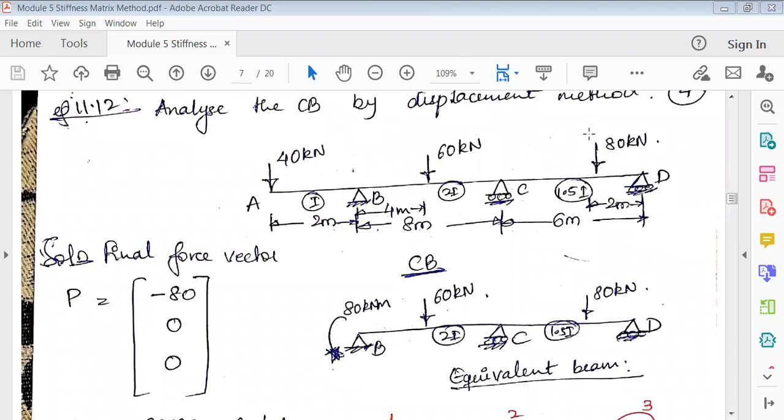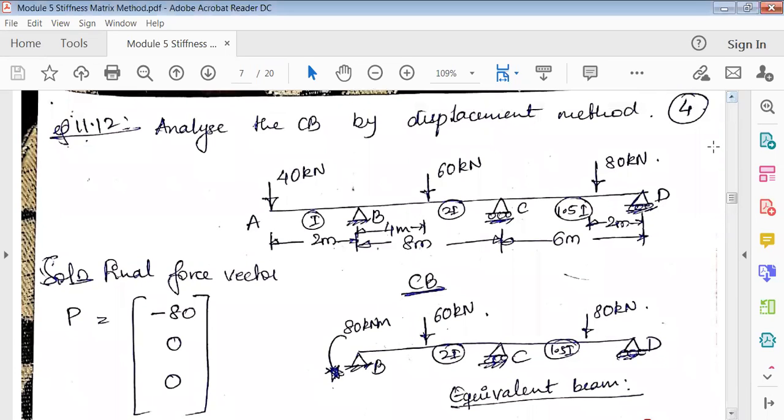Hello everyone. So let us continue with the next type of problem. Analyze the continuous beam by displacement method. So again, displacement method, it's also known as the stiffness matrix method.